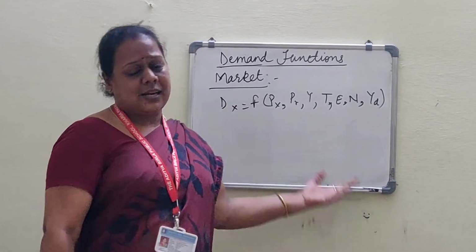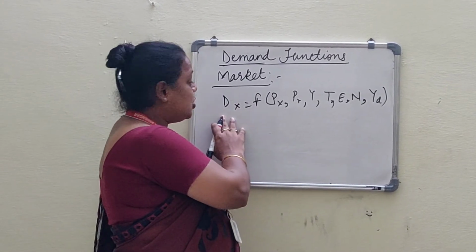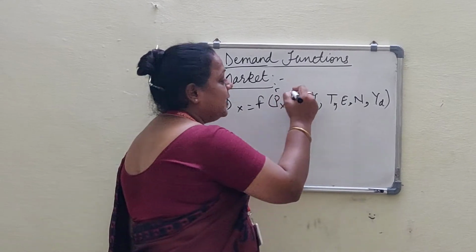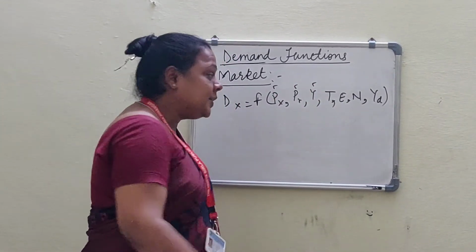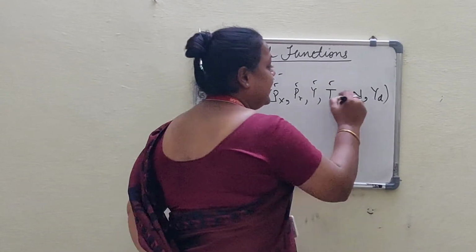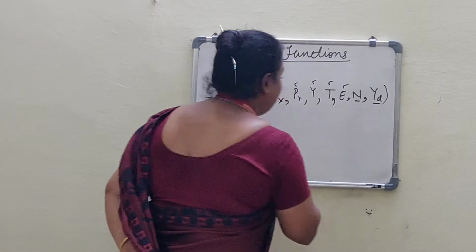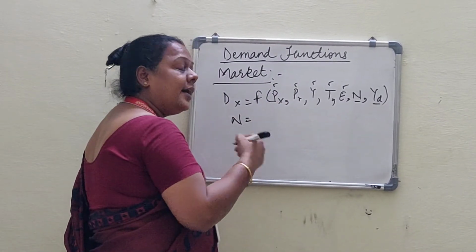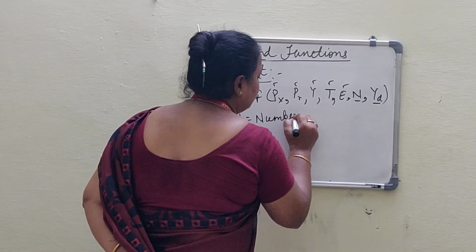Some of these things we have already studied. This market demand function is functionally related to the price of own commodity, then the price of related goods, then income, then taste, then expectations of the consumer. This N and YD are something new. N stands for the number of buyers for that commodity.